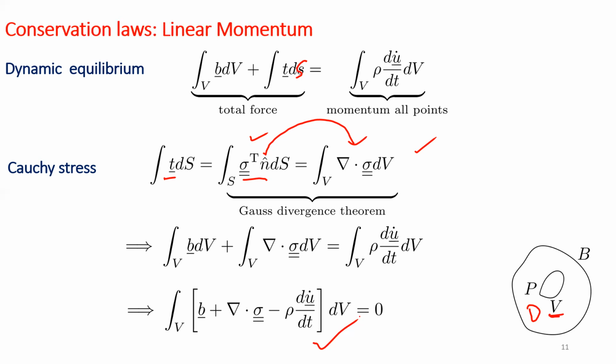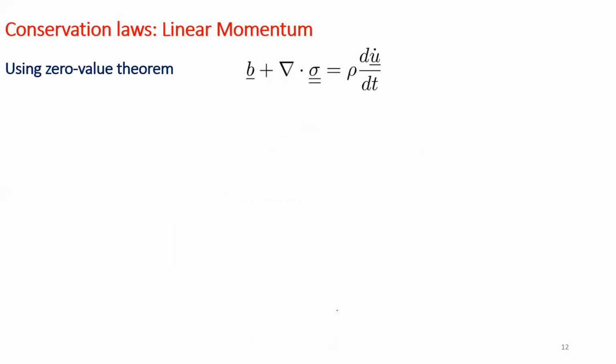So this essentially means, by the zero value theorem, that the value of the integrand should be 0. Essentially, this should be 0 at all times and for all volumes. So this is the expression that we get. Now this equation is called the force equilibrium equation, or force balance equation, or simply the equilibrium equation. Different authors use different names.